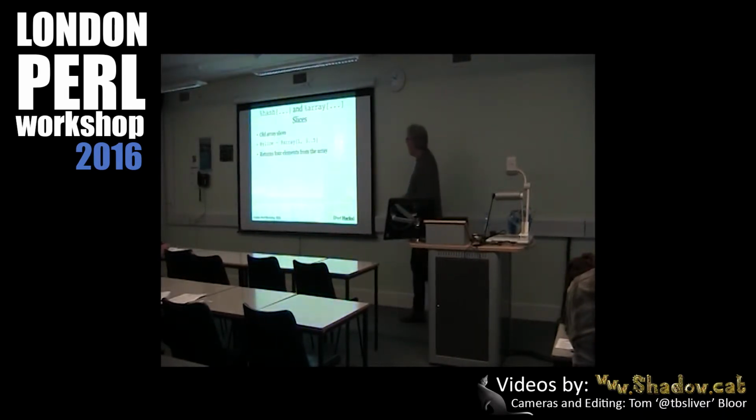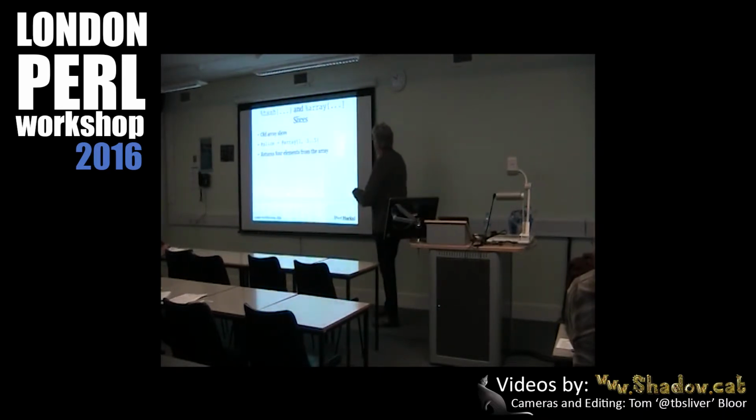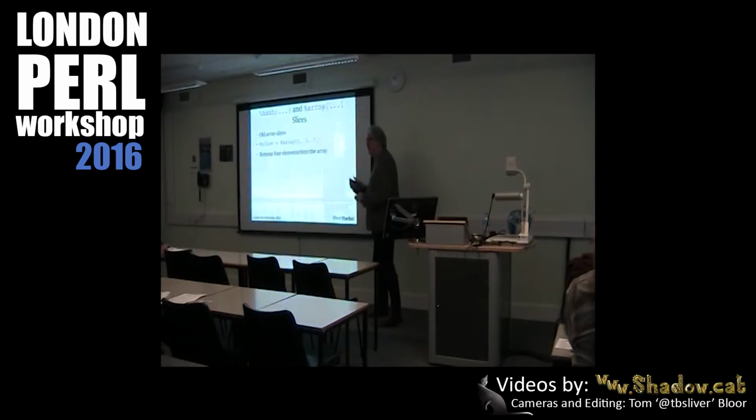So that returns 4 elements from the array. What I don't have on the slide, I don't think, is that you can also use an array slice on the left-hand side of an assignment. And instead of giving you 4 values back from the array, it gives you 4 buckets in the array that you can put values into. Yeah?